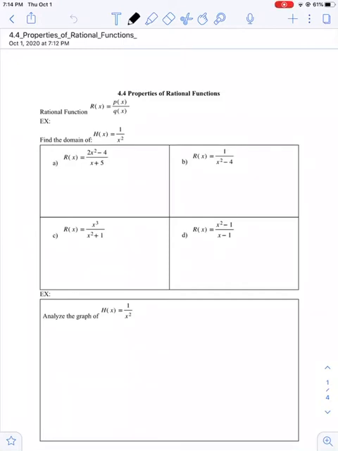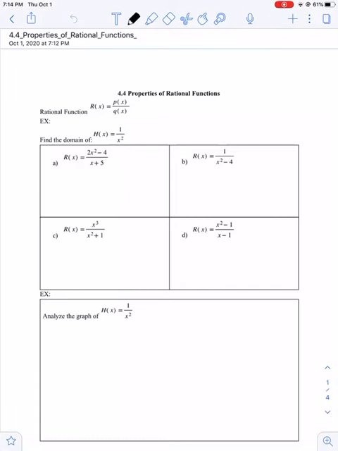Hi everyone, today we're going to talk about the properties of a rational function. What we're going to do is be graphing these and determining the different key features. So the first thing we're going to look at is determining the domain.